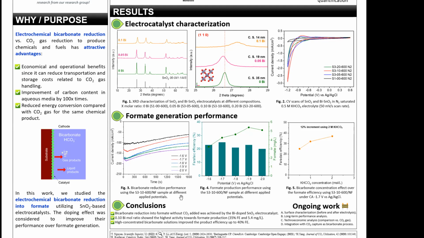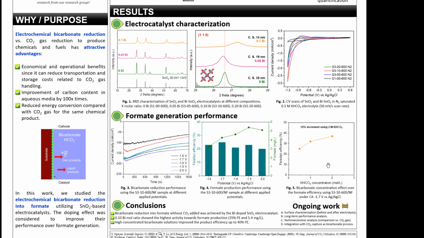Figure 3 shows the bicarbonate electrolysis at specific reduction potentials. Overall, the sample with 10 weight percent bismuth doping achieved high current densities within the range of 100 and 200 milliamperes per centimeter squared. Nevertheless, the formate production with the highest performance was obtained at minus 1.7 volts versus silver chloride electrode, shown here in the picture 4. Under these conditions, a production rate of 4.5 milligrams of formate per liter was obtained with 25% Faraday efficiency.